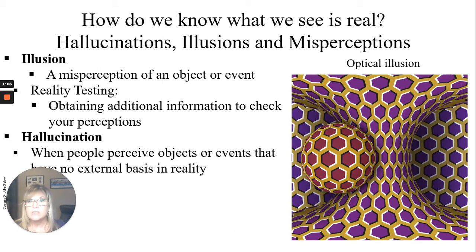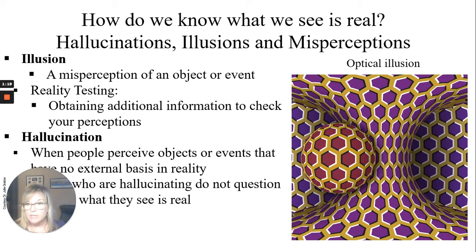A hallucination is when people perceive things that have no external basis in reality. There's nothing there. There was no sound. There's no person there. But the person actually believes that they're talking to another person, that they're seeing another person, and they're responding to that other person. So people that are hallucinating and have mental illness don't question whether what they're seeing is real. They just assume that it's real.